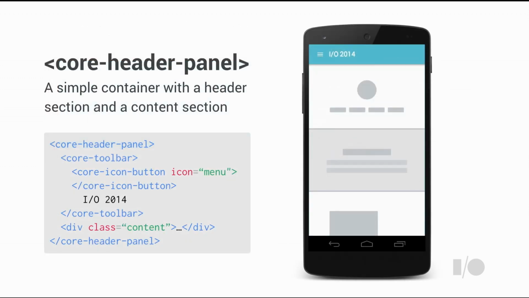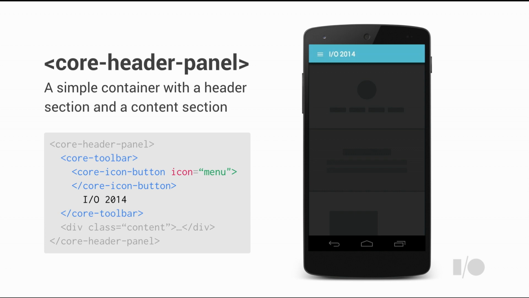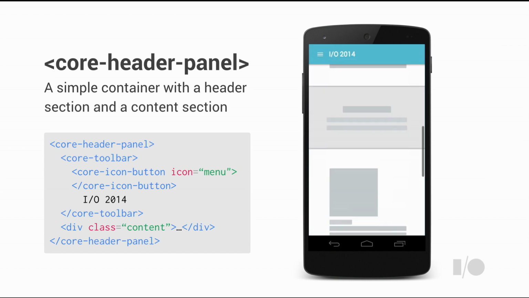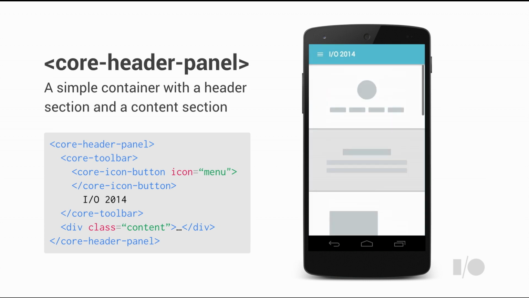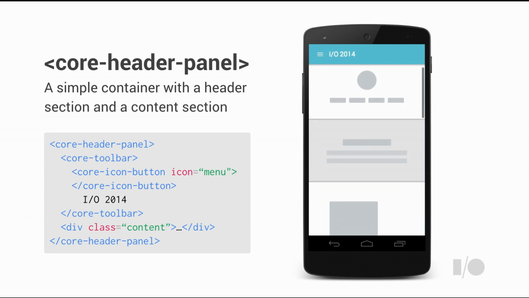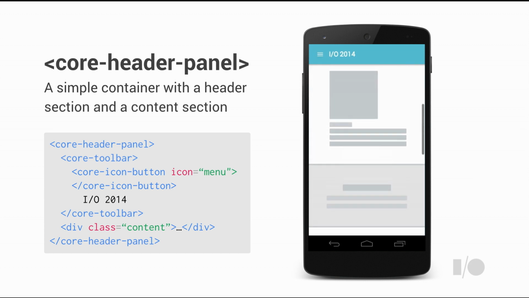Now, a very common pattern is to take a core toolbar and nest it inside of another element called a core header panel. And core header panel is a really simple container which just has a toolbar area up at the top and then a main content section down below. And the core header panel's sole job is to manage the scrolling of the page. So as you see here, when the user starts interacting with our device, it's going to keep our core toolbar pinned to the top of the document and allow the content to scroll underneath it. So that's the default mode for core header panel.